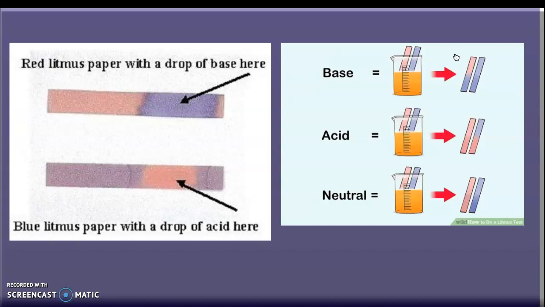If you dip red litmus paper in an acid, it stays red. If you dip blue litmus paper in an acid, it turns red. So whatever litmus paper you use for an acid, the result is always red. So base is to blue, so remember the little B's, and then acid is red. And then neutral solutions, if you dip both papers in, they'll just stay the same for both. So if it's neutral, it'll stay red if it's in red, and it stays blue if it's in blue.